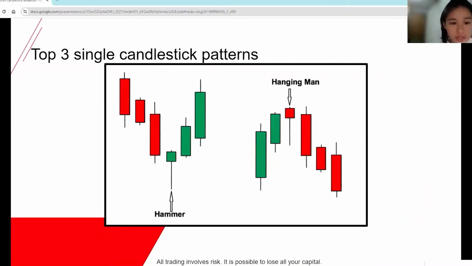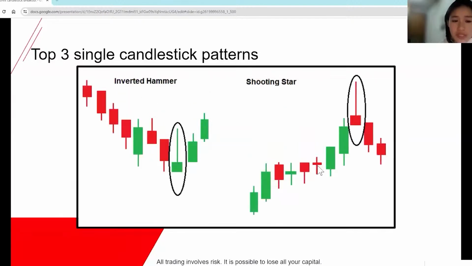To start off, we're gonna look at the hammer and hanging man. These are pretty straightforward. Basically, if we're looking at a reversal from price moving in a downtrend to an uptrend, we're looking at a hammer, where the upper wick of the candlestick is much lower than the bottom wick of the candlestick. Hanging man, of course, would be the opposite, and it would be a reversal from an uptrend into a downtrend.